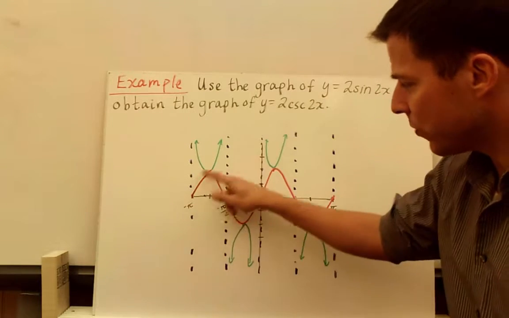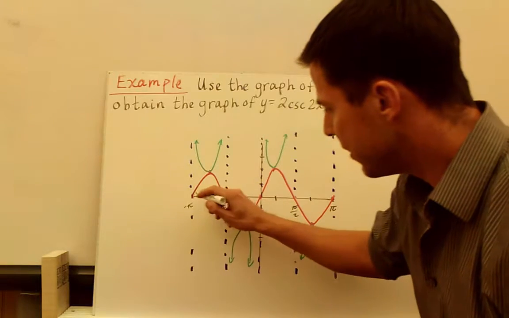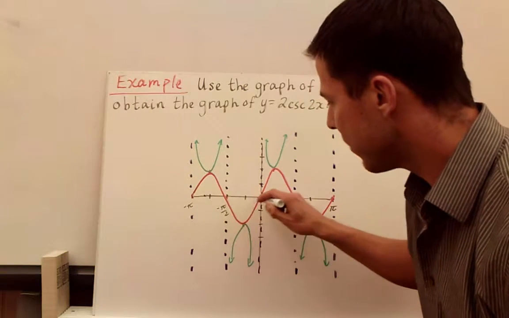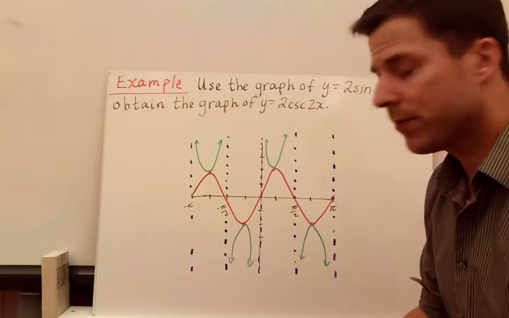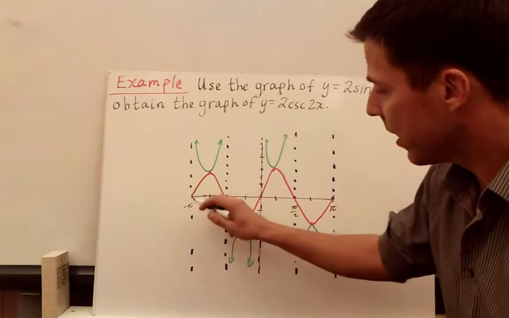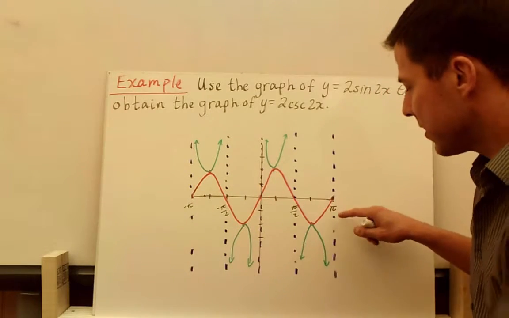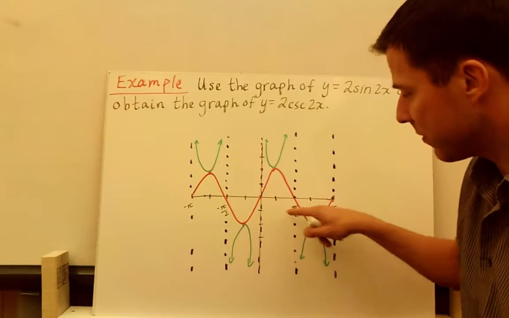So what I did with the red graph is I first went and said, okay, where are my zeros? The zeros of my sine graph are going to be the asymptotes of my cosecant graph. So I go ahead and plug those in. Now this graph was already nicely done, so I already had my nice intervals. In the next example, I'll show you how to get these intervals.